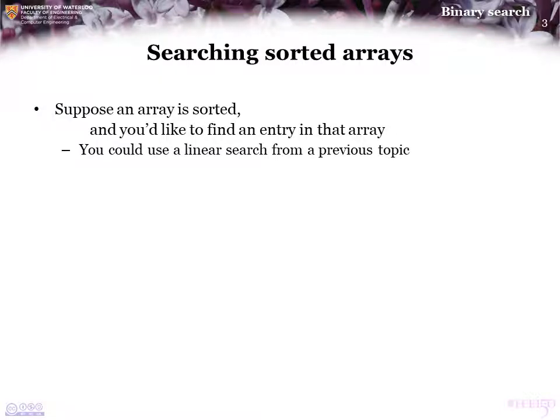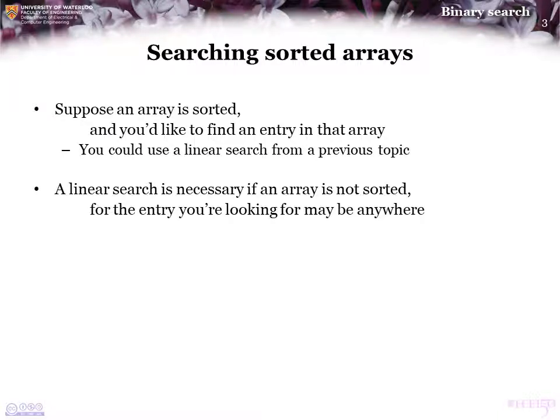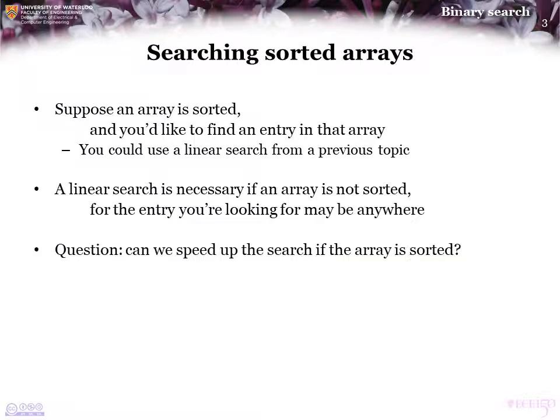Now, suppose that an array is sorted and you'd like to find an entry in that array. You could, of course, use a linear search from the previous topic. A linear search is actually always necessary if the array is not sorted, for if the entry you're looking for may be anywhere, you need to check every single entry in the array. Question: can we speed this up if the array is sorted?